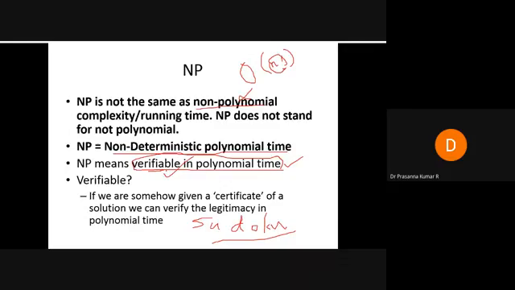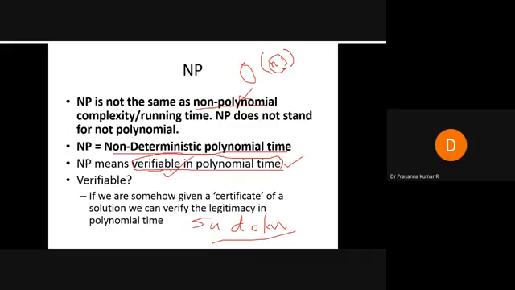So the NP class problems don't have a polynomial runtime to solve, but have a polynomial runtime to verify. This is a very important statement that you have to keep in mind. The concept is quite simple. It is difficult to solve the problem, but it is easy to check if the answer is given. This is with respect to the NP problems, that is non-deterministic polynomial time problems.